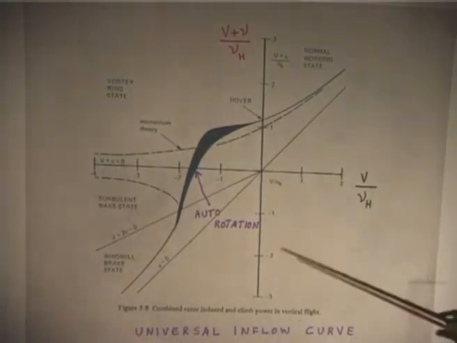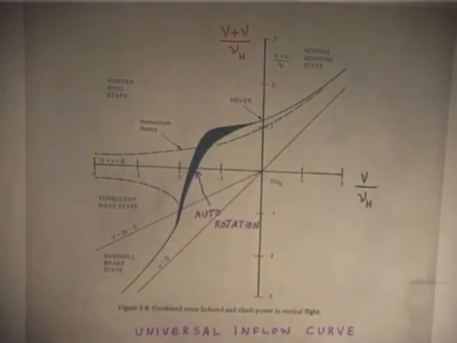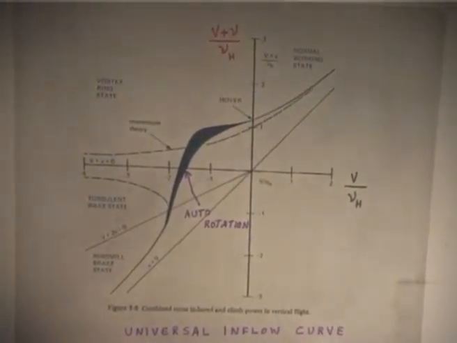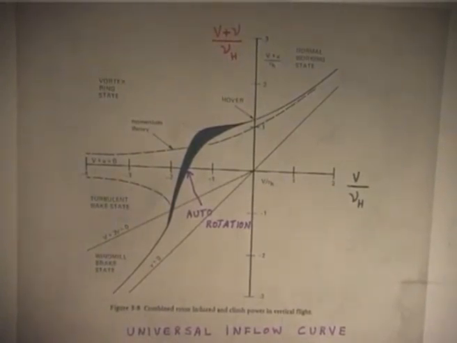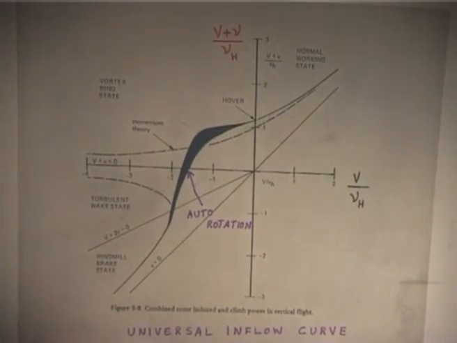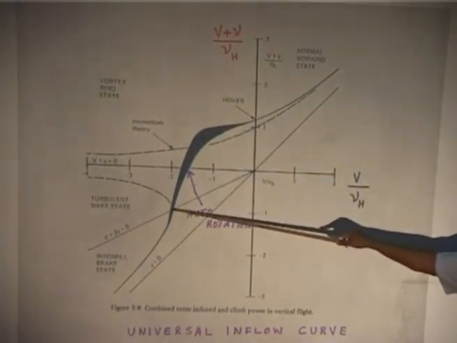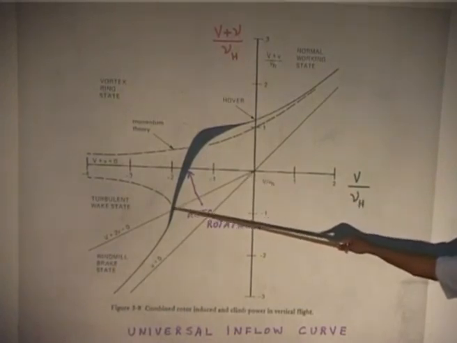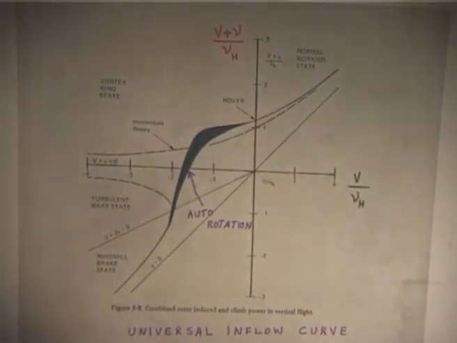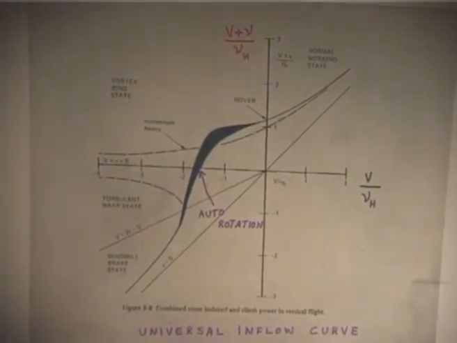And this black patch is where experimentally you try to get the inflow, and they are all plotted as a patch. So please understand, it is basically an approximation of the inflow in the region from vortex ring state to turbulent wake state. You just draw a line, and that equation is what you use for the autorotation curve, because you do not fly here.